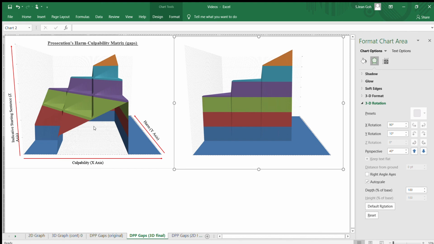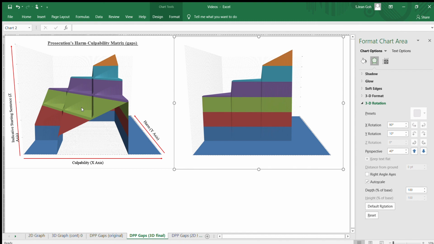There are also multiple flat shaded areas on the 3D surface. These present themselves as flat triangles that disrupt what would otherwise be a smooth and continuous upward sloping surface. These represent areas in which there are gaps in the indicative sentencing range and occur when harm and/or culpability increase and decrease in magnitude, but without any corresponding change in the indicative sentences.